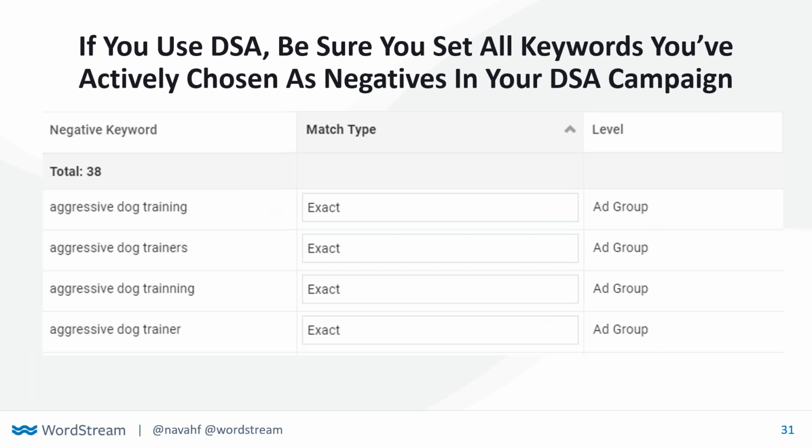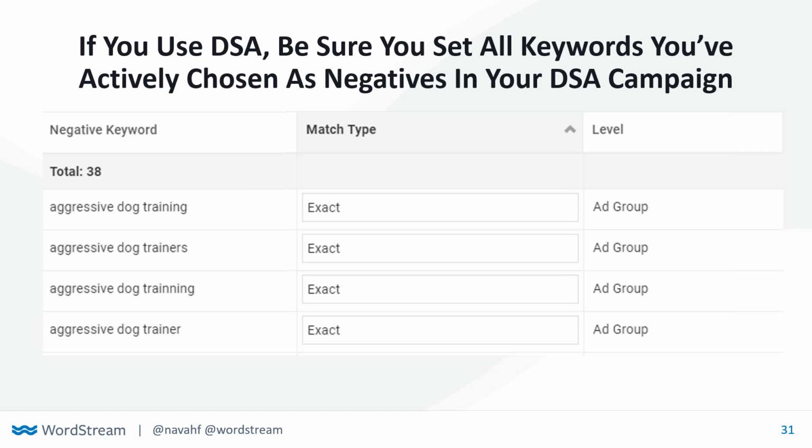If you choose to do DSA or dynamic search ads, you must set every single keyword that you are actively targeting as an exact match negative in that DSA campaign, because by the nature of how it performs, the DSA is liable to steal traffic, steal budget, steal credit from those existing keyword concepts. So DSA is very good about teaching you how your prospects search and what they cost. It also is very good at potentially taking traffic away from existing ideas.